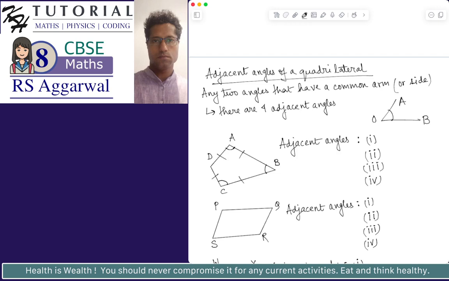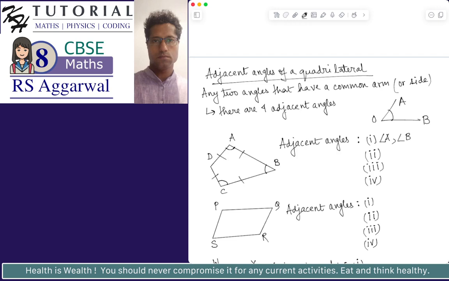Therefore, the angles A and B are adjacent angles. As you can see, since there are four sides, there will be four pairs of adjacent angles. Now I am writing down the adjacent angles for the quadrilateral ABCD. If I consider the side AB, it has two endpoints A and B. So a pair of adjacent angles will be angle A and angle B.